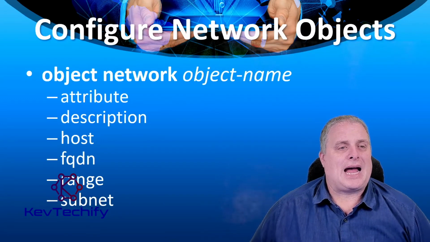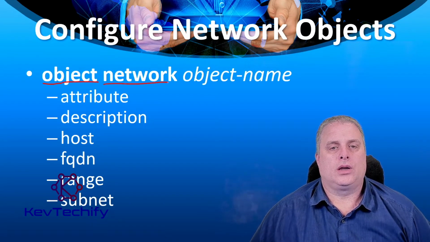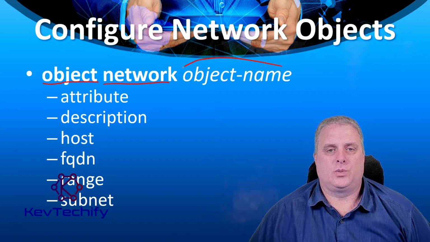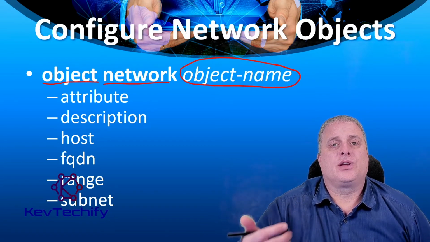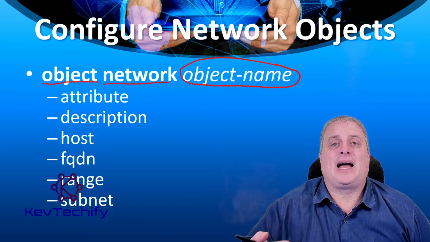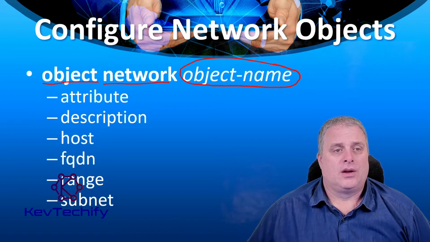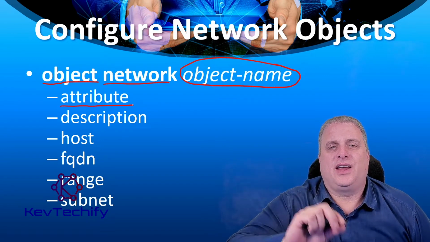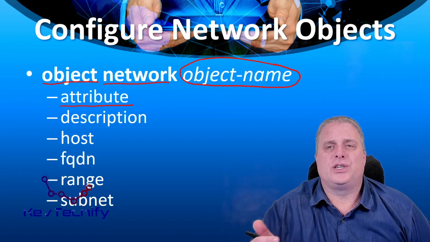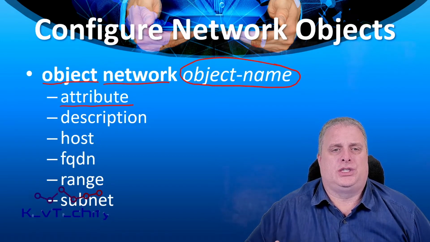The command is object network and then the name of your object. This is what you assign to the name of your object. There are several commands available inside the network object configuration mode. First one here is attribute. This is defined and used to filter traffic associated with one or more virtual machines.